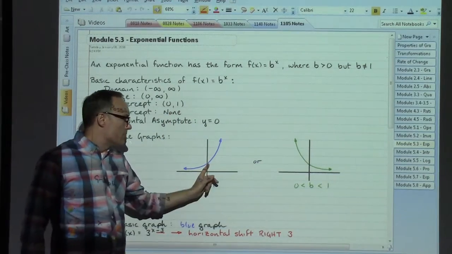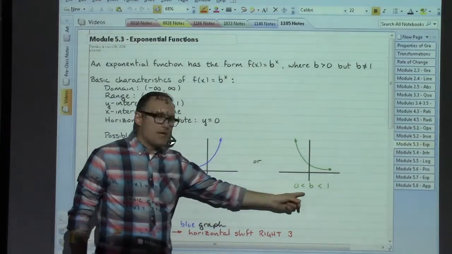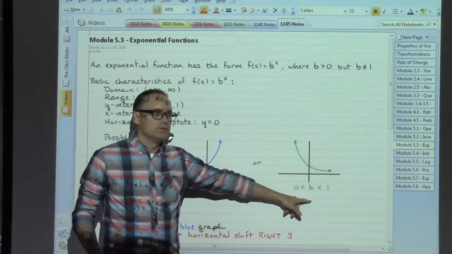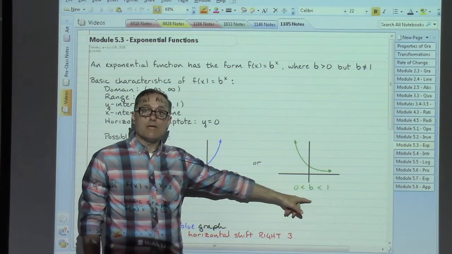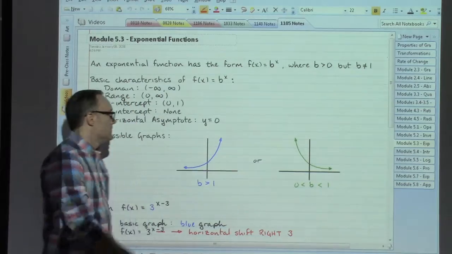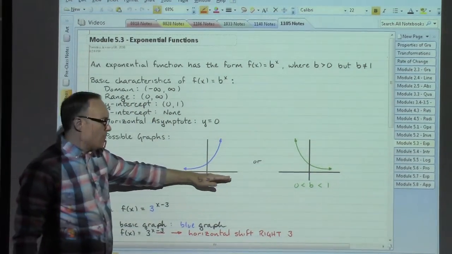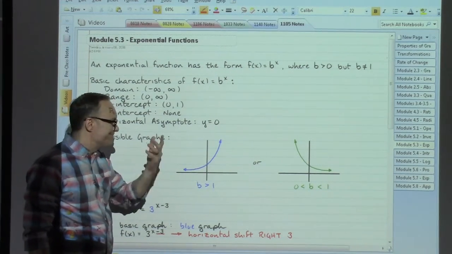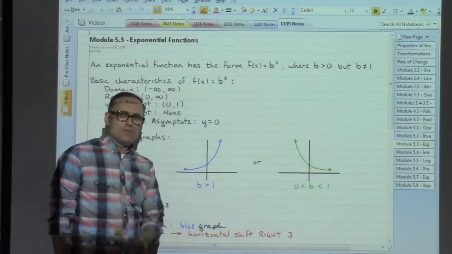Y-intercept, 0, 1. Doesn't matter if the base is 2, the base is 1/2, the base is 15, the base is 1 over the square root of 7. Doesn't matter. Y-intercept 0, 1. No x-intercept, because again, the range is always above that x-axis for our basic shapes. But what we have is this horizontal asymptote.